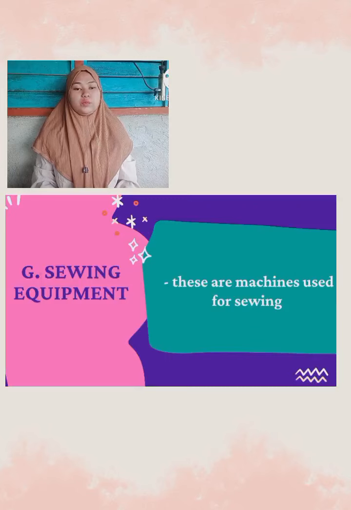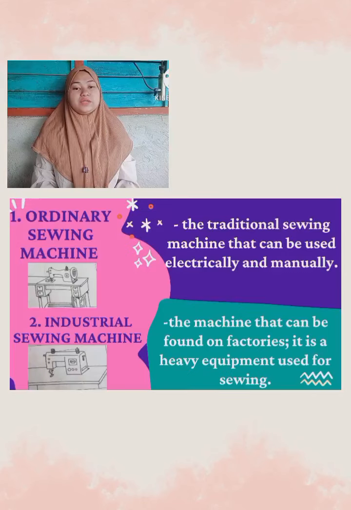Next is the sewing equipment. The sewing equipment are the machines that are used for sewing. The first sewing equipment is the ordinary sewing machine, which is the traditional sewing machine that can be used electronically or manually. Next is the industrial sewing machine, which can be found in factories, where we have a business for clothing, because these are heavy working machines, where most of them are in use 24/7.